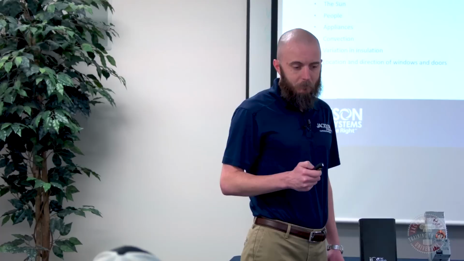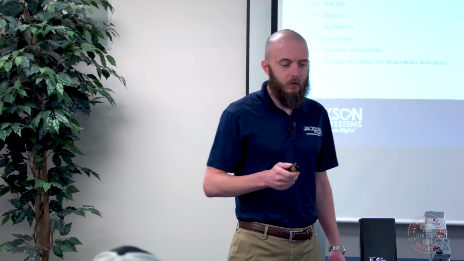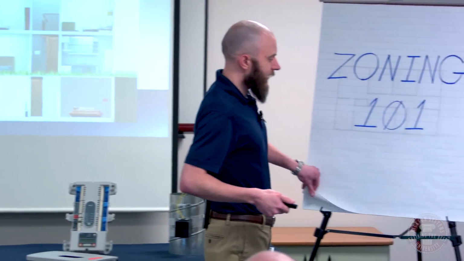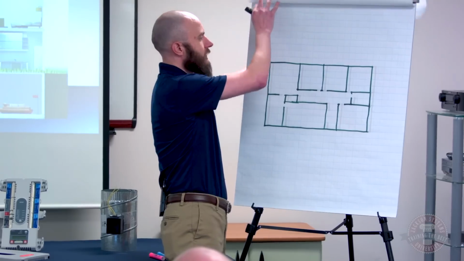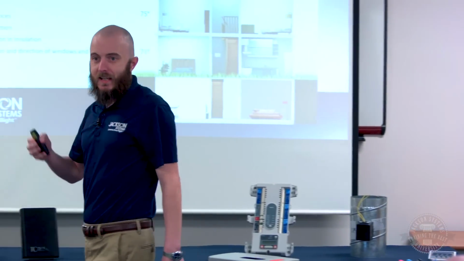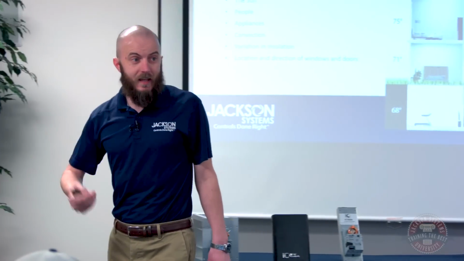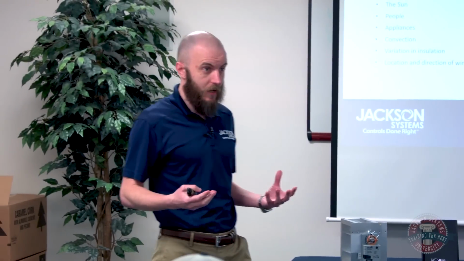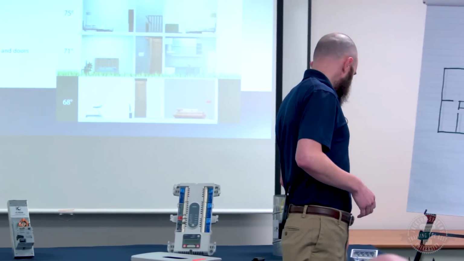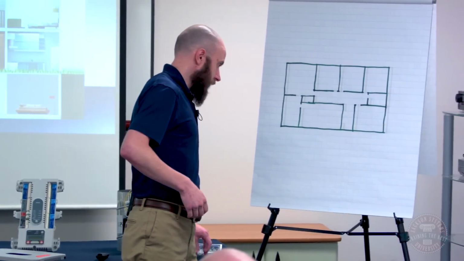So the main thing we're dealing with in zoning is the variability in heat load. Throughout a house, you've got all kinds of things that are causing differences in the heat coming into the house or the heat affecting the temperature of the house, right? You've got all kinds of variables. And I want to go over just a couple of those.